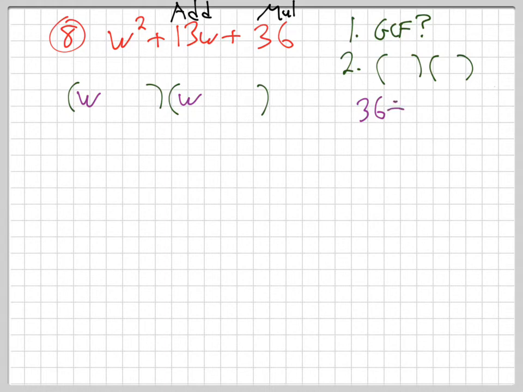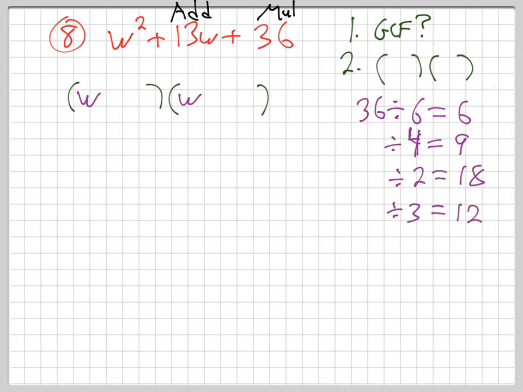So 36, let's try dividing. When I got a number like this, I would just try dividing by things. Like divide by 6, it'll be 6. Divide by 4, it'll be 9. Divide by 2, it'll be 18. Divide by 3, it'll be 12. So these are all numbers that multiply to be 36. You see how that works? Whenever I divide and it comes out clean, a whole number, that means those are two numbers that multiply to be 36. Does that make sense?